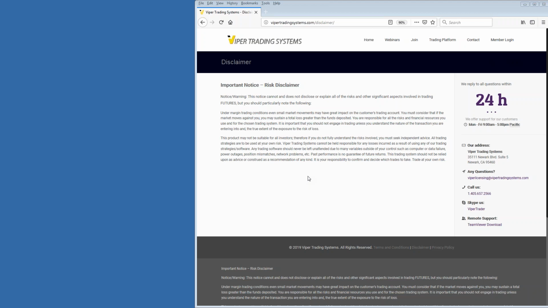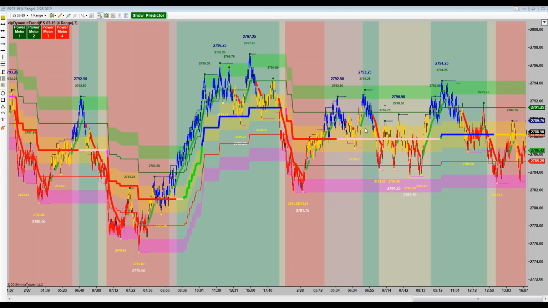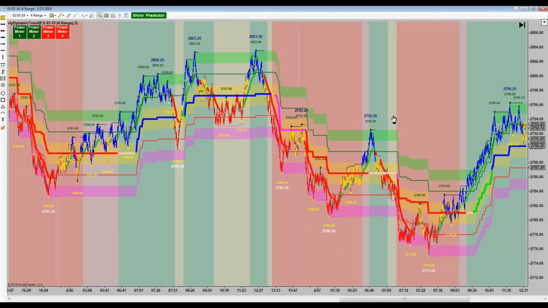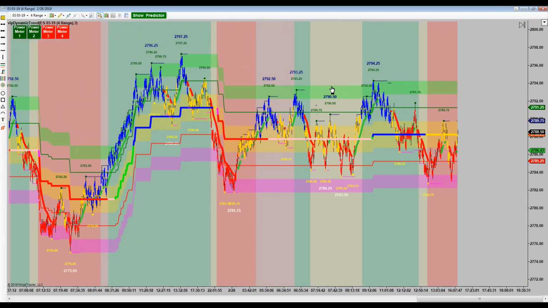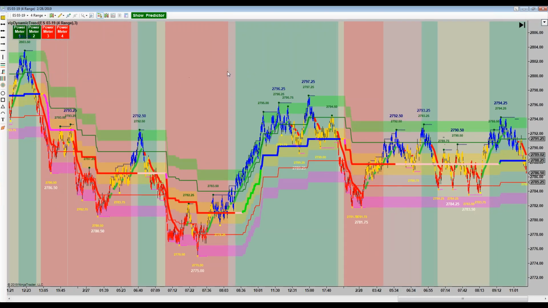All right, I'm going to start with something pretty easy. Let's get over to an ES chart from today on screen 1, right over here. Does everybody see the ES chart from today? ES chart, 4-range chart, Viper indicators. Everybody see it? Cursor and chart moving around here. Make sure you see ES.